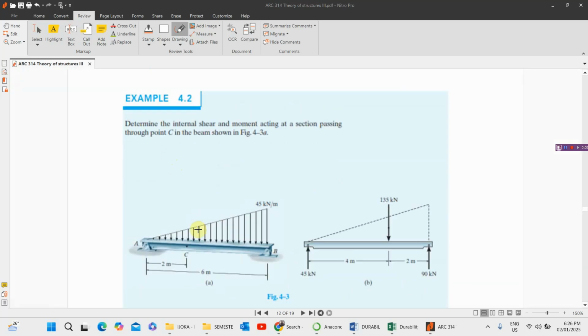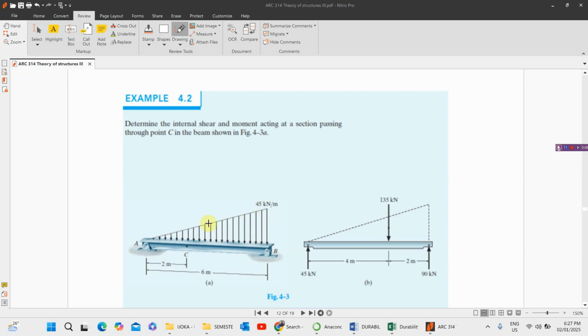For this scenario, let's say we have a beam that is supported from position A to B, and it is loaded with a gradually varying load. It's not the same uniformly distributed load. It's a gradually decreasing or increasing uniformly distributed load. So let us look at it in this way. How do we treat this particular case?